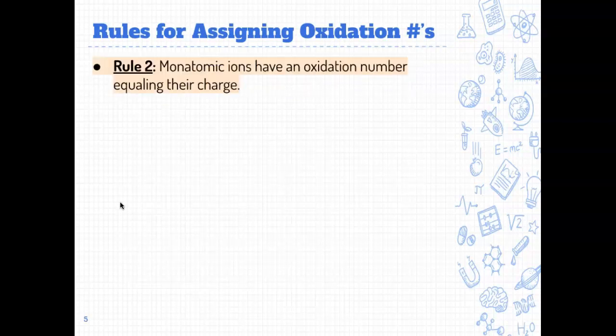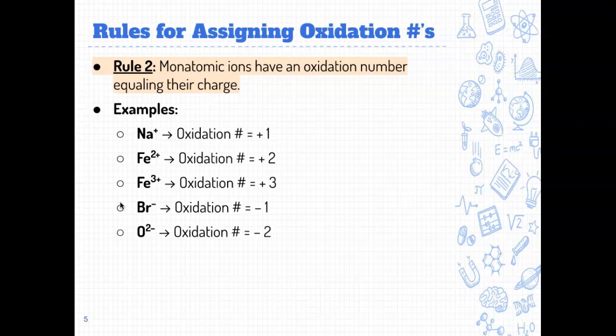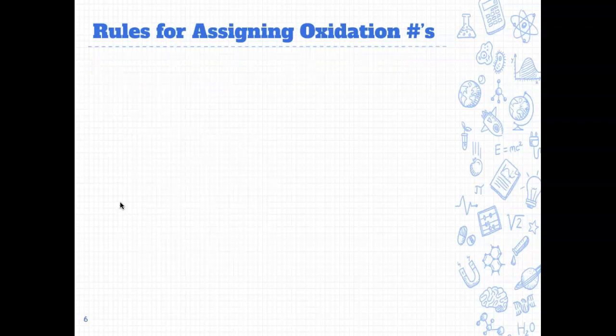Rule number 2, monatomic, meaning single ions, not polyatomic, but monatomic, one atom, have oxidation numbers equaling their charge. So examples, here's the monatomic ion for sodium, which is Na+. Its oxidation number is +1. Here's the monatomic ion for iron, Fe2+, so its oxidation number is +2. Iron can also have an oxidation number of +3. So if we have Fe3+, it'll have an oxidation number of +3. Bromine, when it's not diatomic, so in its ion form, it's Br-, so its oxidation number is -1. Oxygen, 2-, and nitrogen, 3-.